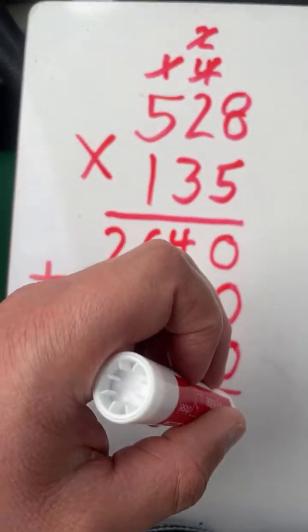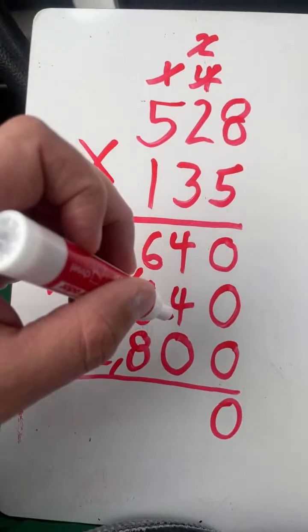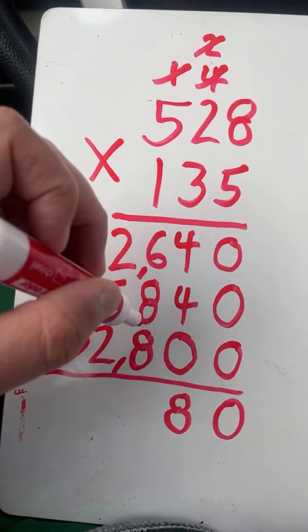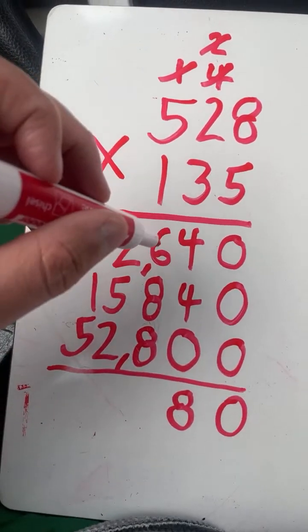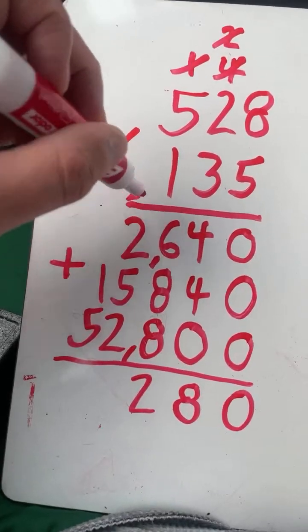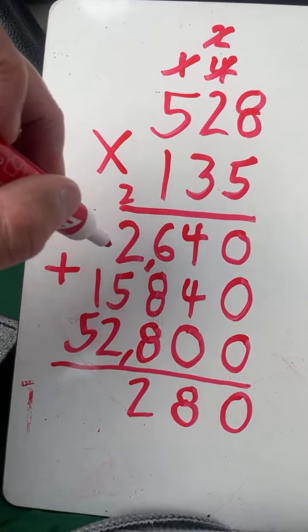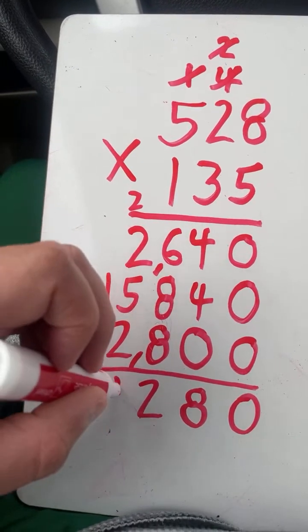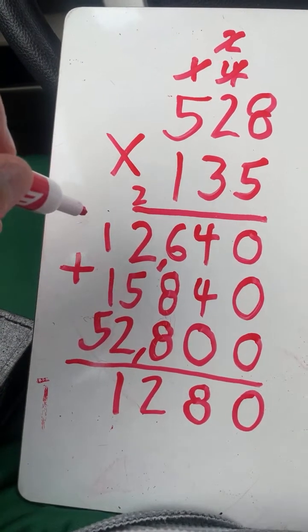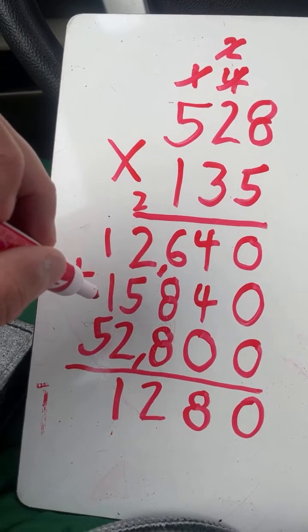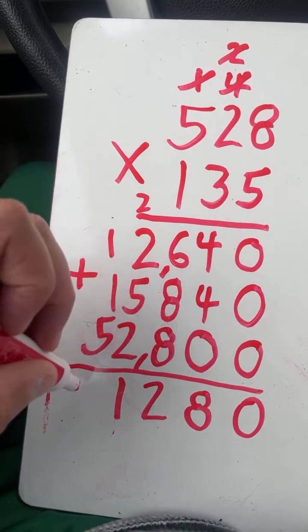0 plus 0 plus 0 equals 0. 4 plus 4 plus 0 equals 8. 6 plus 8 plus 8. 6 plus 8 equals 14 plus 8 equals 22. 2 carry the 2. 2 plus 2 equals 4. Plus 5 equals 9. Plus 2 equals 11. 1 carry the 1. 1 plus 1 equals 2. Plus 5 equals 7.